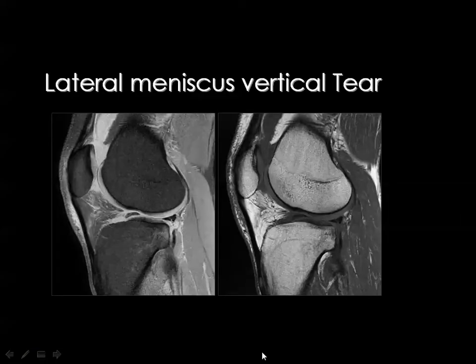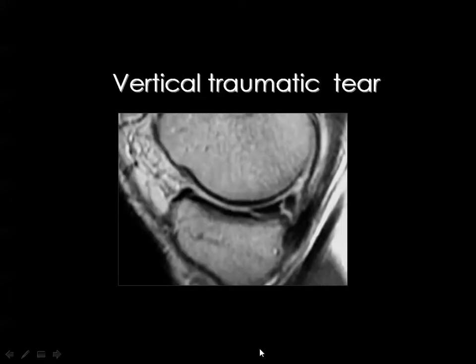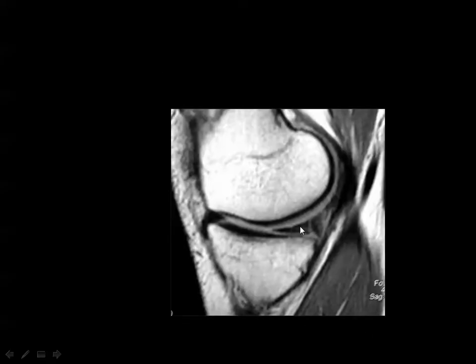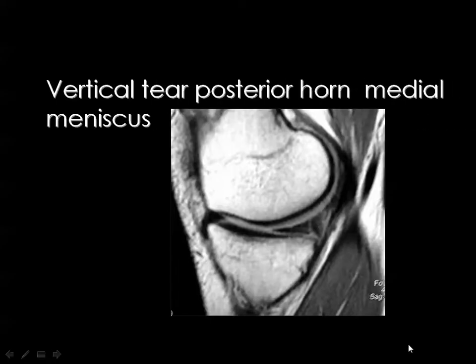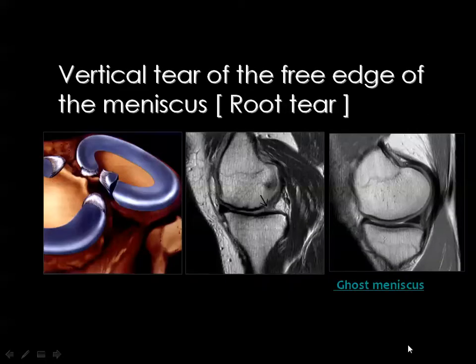Less commonly, you can see vertical tears in the posterior horn of the lateral meniscus, but commonly you see the vertical tear in the posterior horn of the medial meniscus, and this is also an example of a vertical tear in the posterior horn of the medial meniscus.